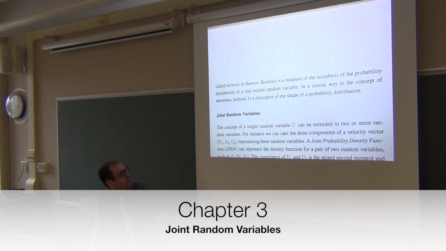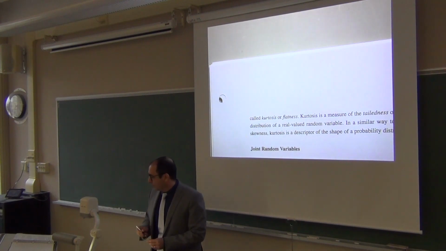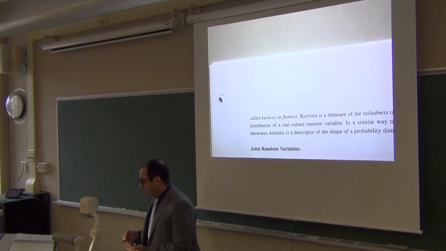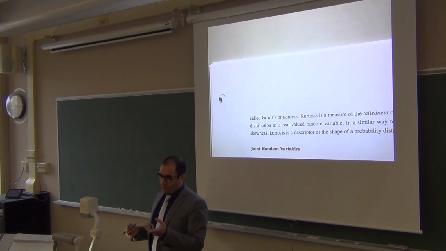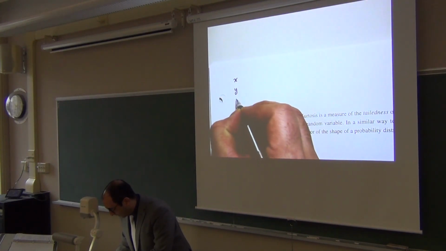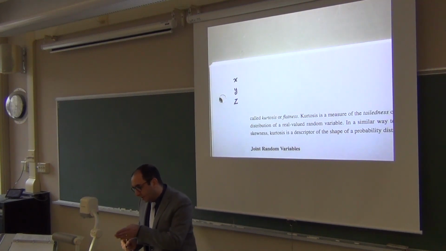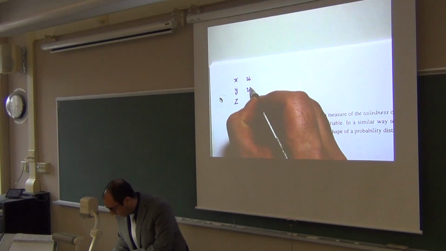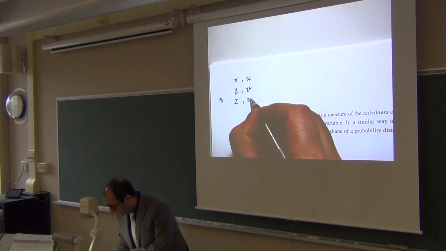Before I discuss the joint random variables, I'll just put some symbols up here because we're going to use them. So we talked about capital U, V, and W. Now we're going to talk about lowercase u, v, and w. And these are now fluctuations. So in the Cartesian system, you got X, Y, Z. The velocity fluctuation in the x direction is little u. Velocity fluctuation in the y direction is little v. Velocity fluctuation in the z direction is little w.